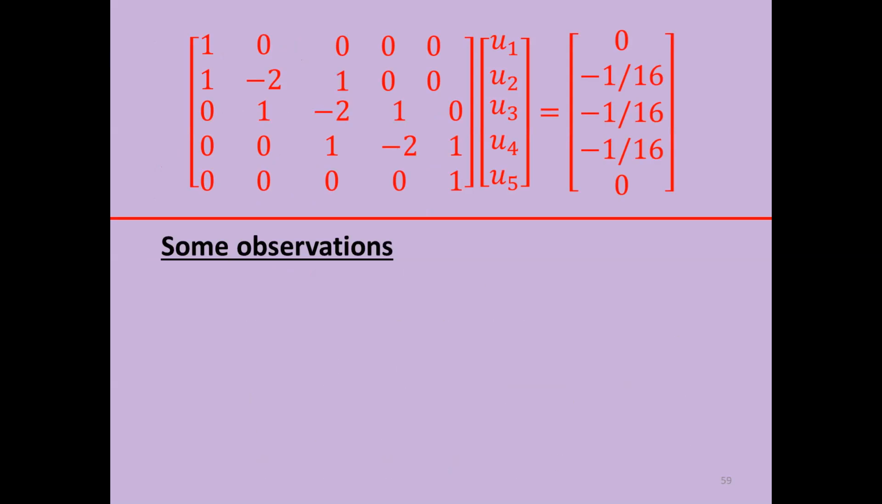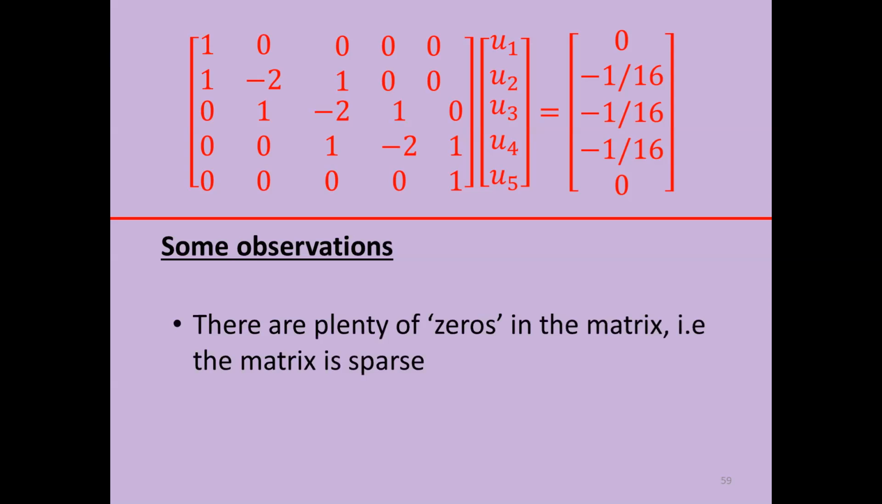Can be solved for the 3 unknowns. Now there are some observations regarding the matrix which we have obtained for the 5 equations. First observation is that there are plenty of zeros in the matrix. That means that the matrix is sparse.